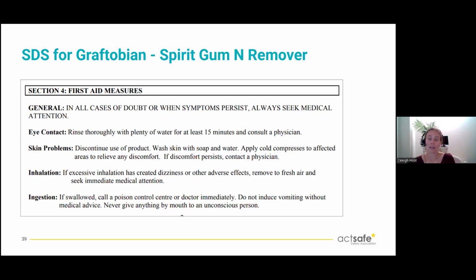But we have an actor who got it in their eyes. So we would rinse thoroughly with plenty of water for 15 minutes and then consult a physician. The difference here, what you can see with the skin problem, it says if discomfort persists, contact a physician. Whereas for eye contact, regardless of whether the discomfort persists or not, it does say consult a physician. So that triggers you to be like, okay, once we've rinsed for 15 minutes, we do need to send this person to medical aid.